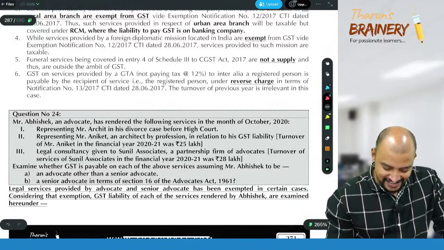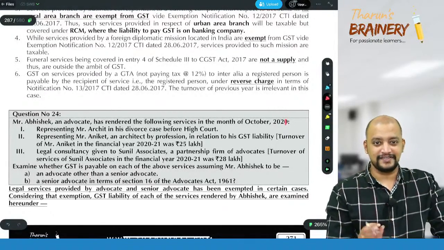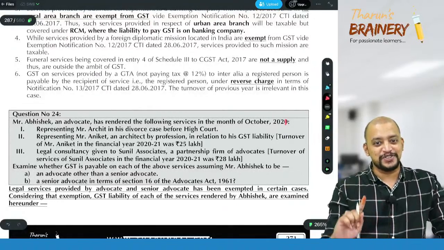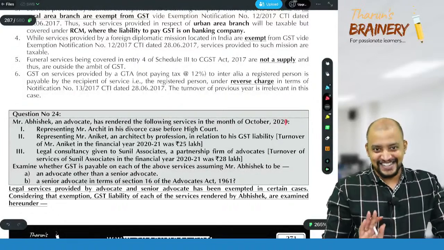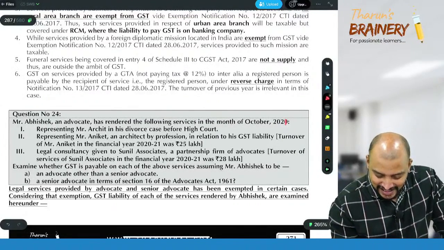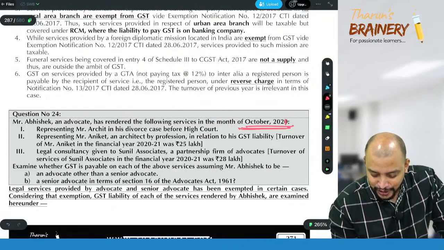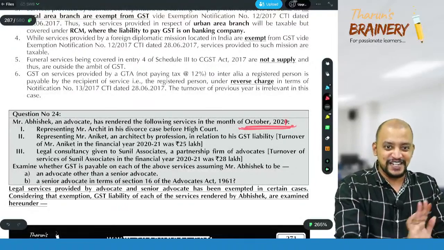One second. October 2021. So previous year, that's what I corrected it. Sorry, I changed it here, but I didn't change it here. October 2021. Okay. Now previous year is 2020-21.